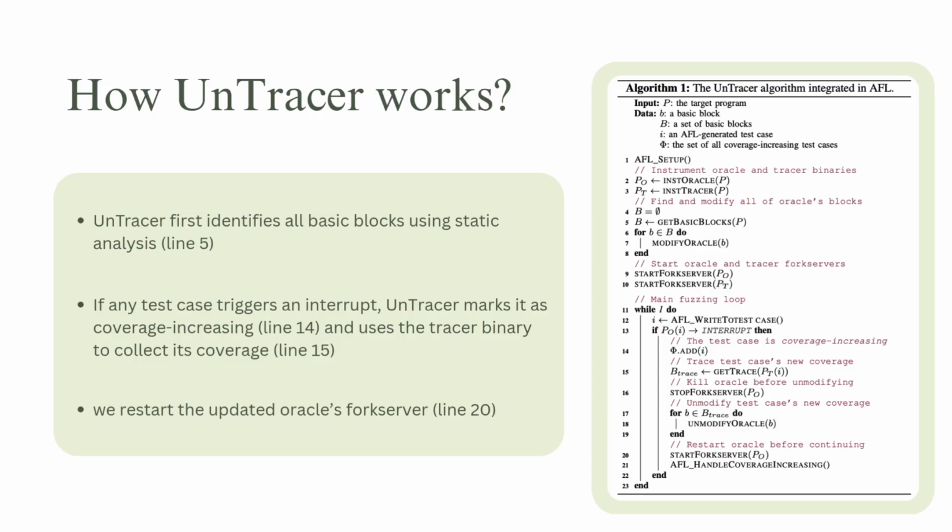To update the oracle binary for future test cases, we stop its fork server, and onTracer removes the 0xCC interrupts from any newly covered blocks. In this way, only new blocks in the future will trigger interrupts, keeping the detection accurate. Once that's done, the updated oracle fork server is restarted. Finally, AFL finishes handling that input, like adding it to the queue or using it to generate new mutations, and moves on to the next one.